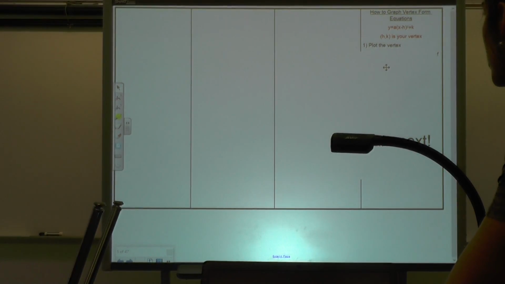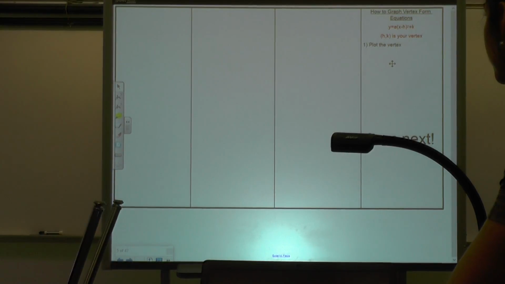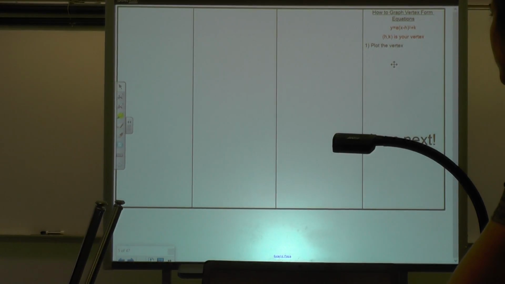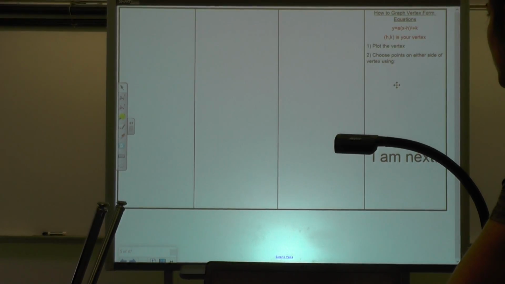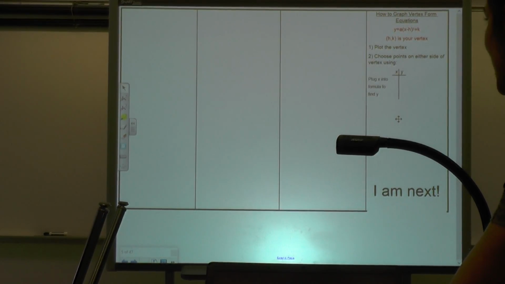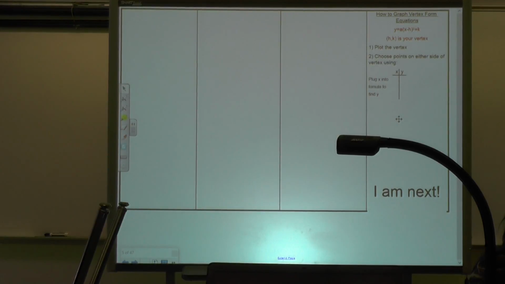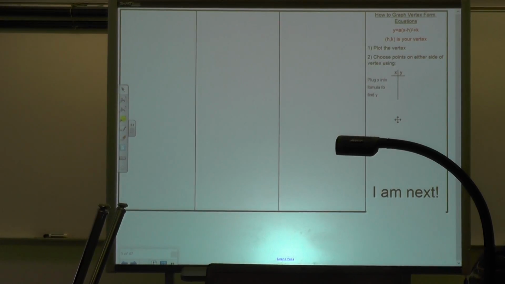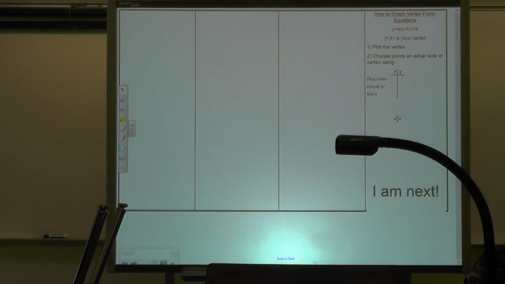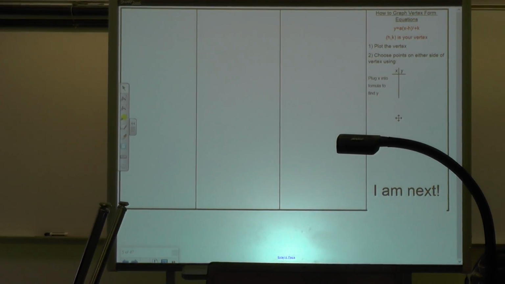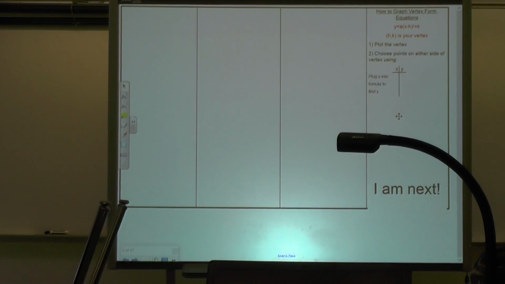So you're going to plot the vertex on your graph. And then you're going to choose points on either side of the vertex using a table. I'm actually going to have you guys plug it into your calculator, so once you write that down, please jump up, switch out your phone to calculator, because you need to get practice doing that.